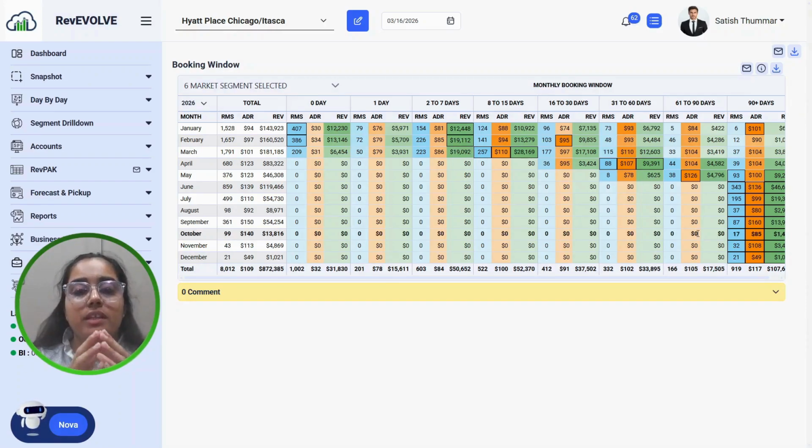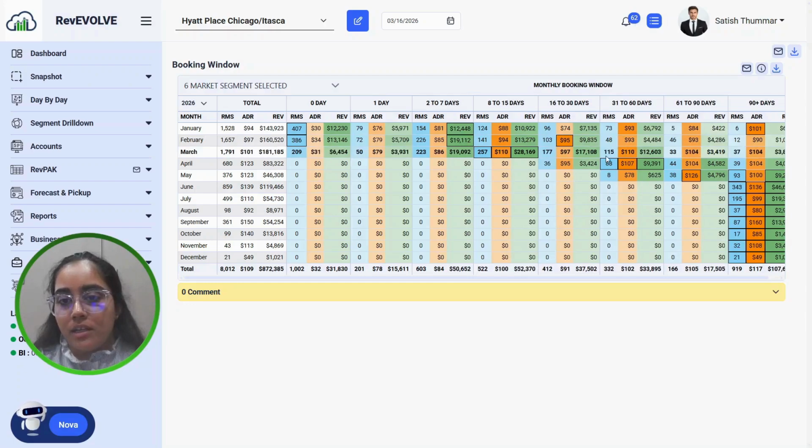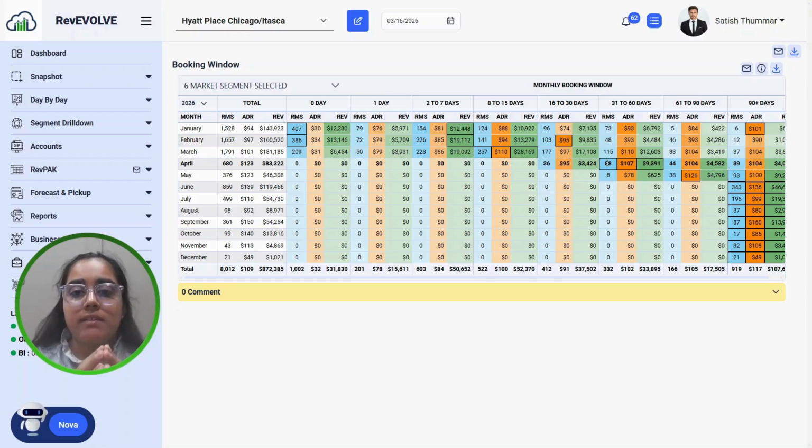Another useful feature in this widget is the highlighted cell within each row. If you look at each month, one value is highlighted. For example, in April and the 31 to 60 days booking window, this 88 value is highlighted. That means the highlighted cell represents the highest contribution among all the booking windows for that particular month. So instantly, without scanning every number, we can identify which booking window dominated demand during that period.